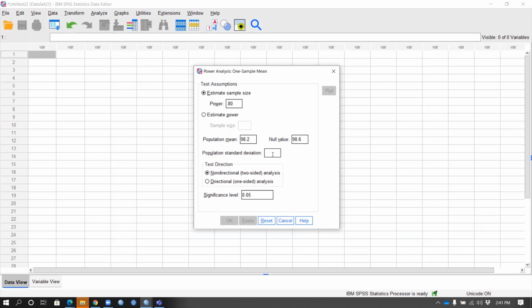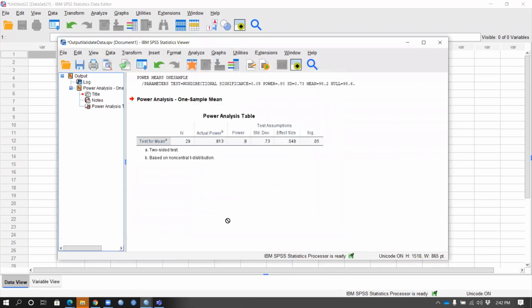And the standard deviation has been established. We'll just say it's still 0.73. And our significance level will keep at the default of 0.05, and we'll say okay. So this immediately tells me that the N, the number of people I need to survey or test, is 29 in order to have a significant result.